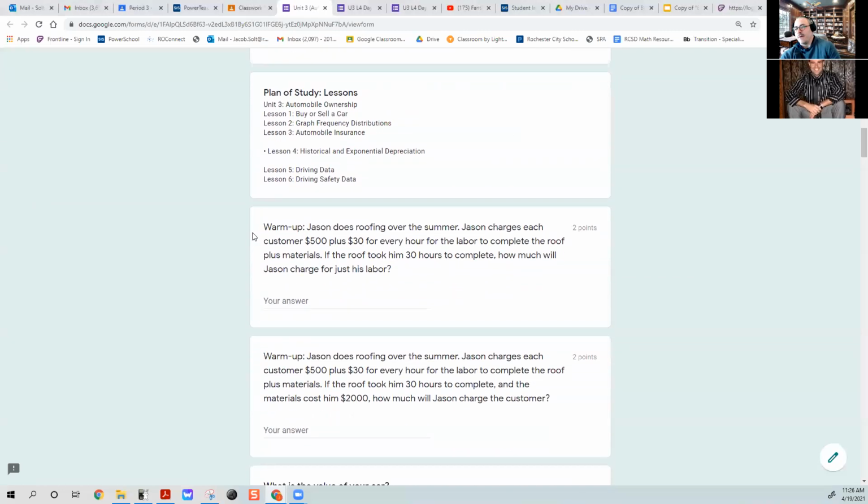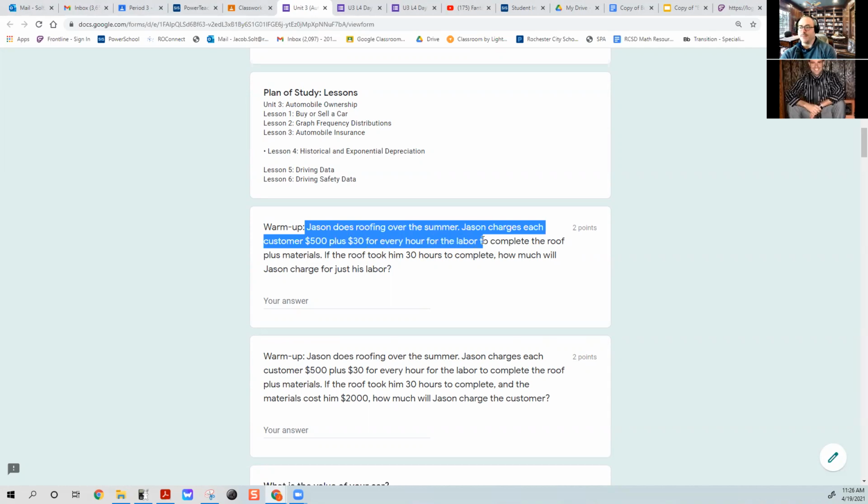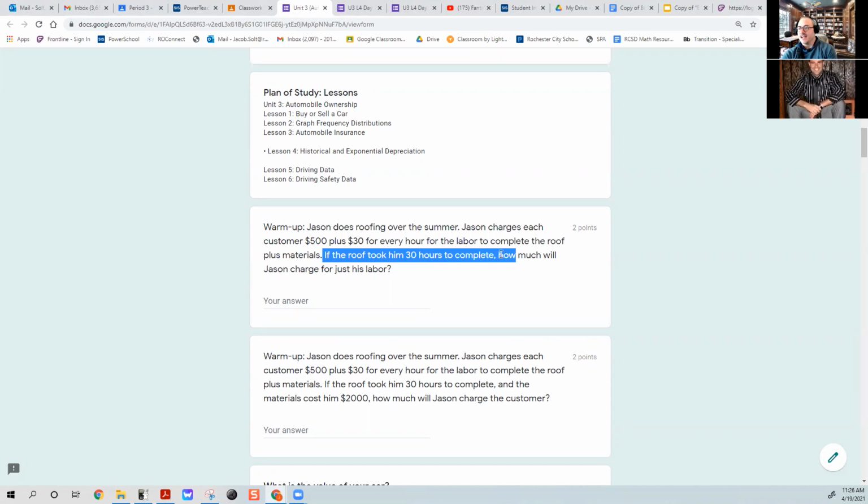All right, here's our first warm-up for today. Jason does roofing over the summer. Jason charges each customer $500 plus $30 for every hour of labor to complete the roof plus materials. If the roof took him 30 hours to complete, how much will Jason charge for just his labor? Go ahead and think about that. Once you get done with that one, you can work on the next one. Let me just give you a minute to think it through.